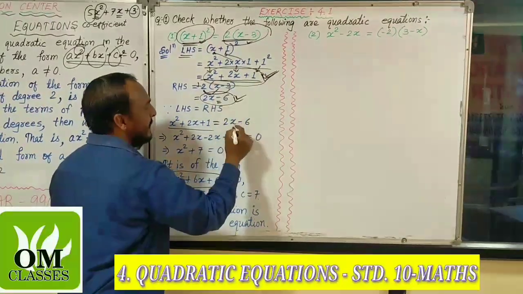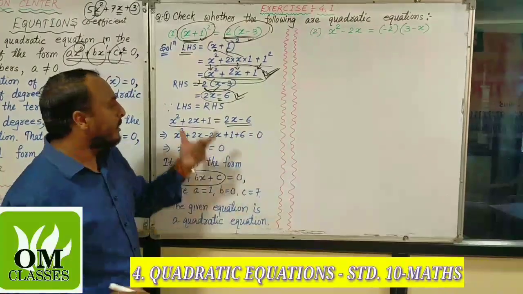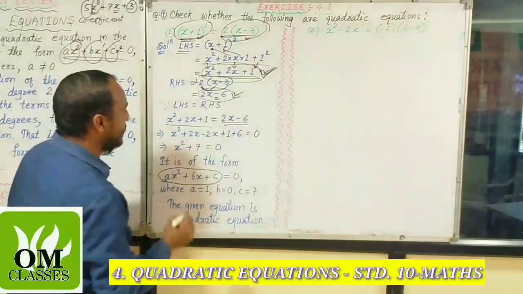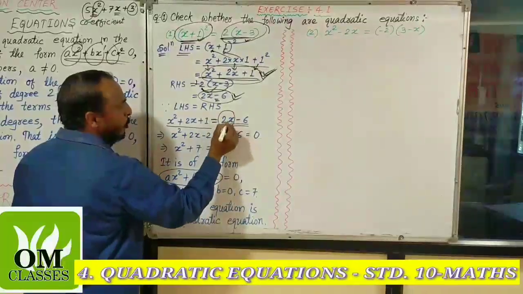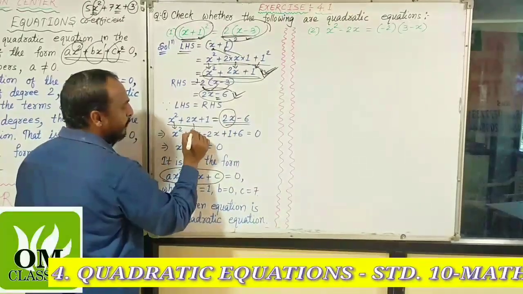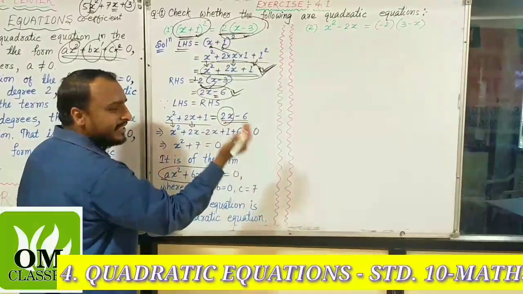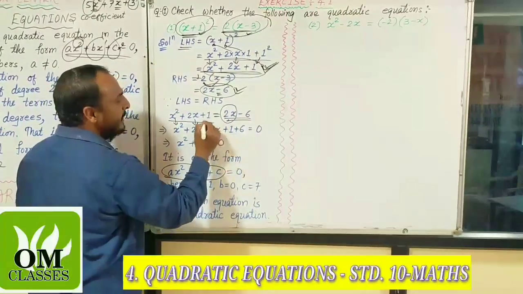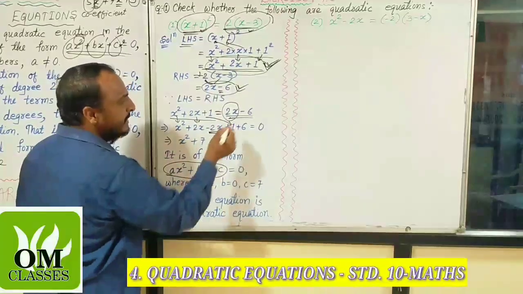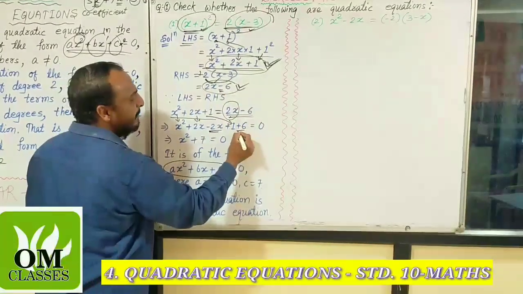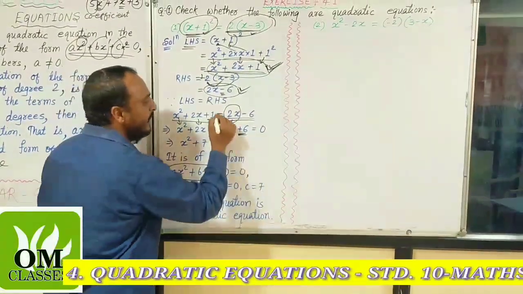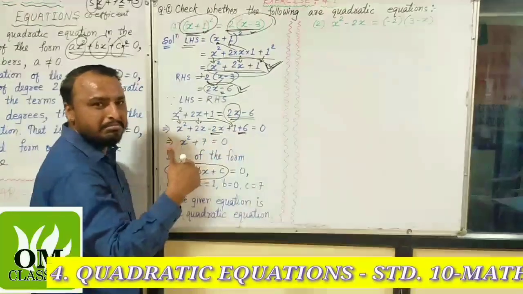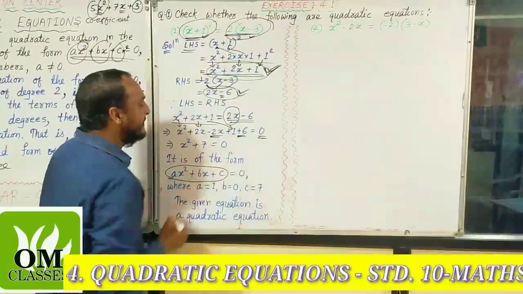ये दोनों क्या हो जाएगा स्टूडेंट्स? आपका इक्वल हो जाएगा. Now let's move to the next step. If we move x square plus 2x, when we change the sign, plus 2x becomes minus 2x. Then 1 I have written as it is, minus 6 when we change the sign, it becomes plus 6 is equal to, क्या बचा है यहाँ पे? Nothing. Means we have to write 0.